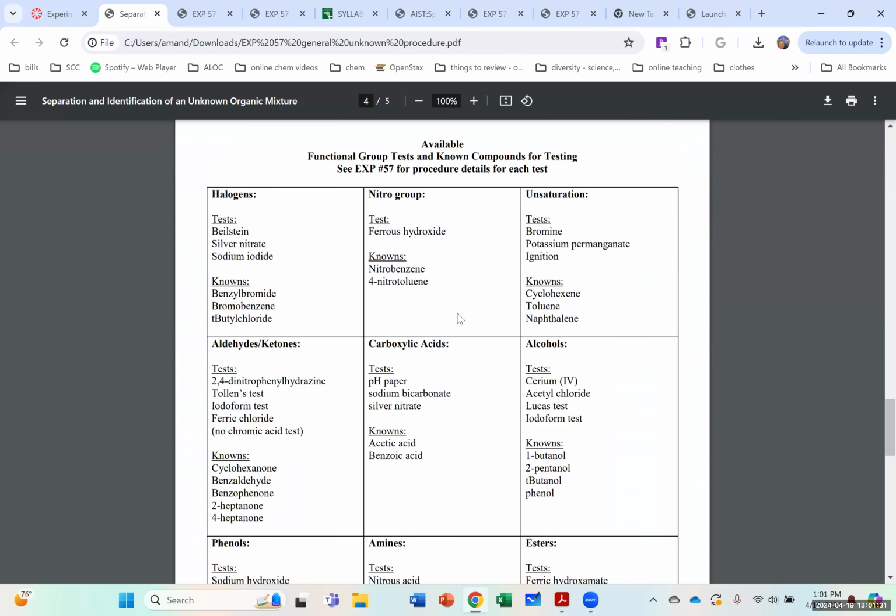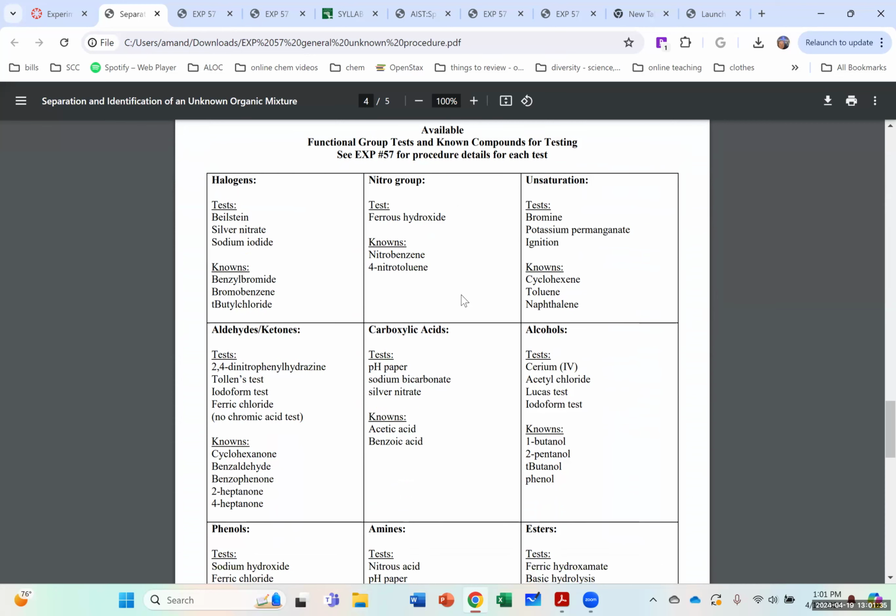Now, you have 12 days to do this lab. So days 4 through 12 are running these tests. If you think you might have a halogen, if you think you have a carboxylic acid, if you think you have an alcohol, you're going to pick one of these tests to do, and based off of the results you get, it will tell you, yes, you have an alcohol, or no, you don't have an alcohol. The procedure for these is in experiment 57 in the book. So I have the book open right here.